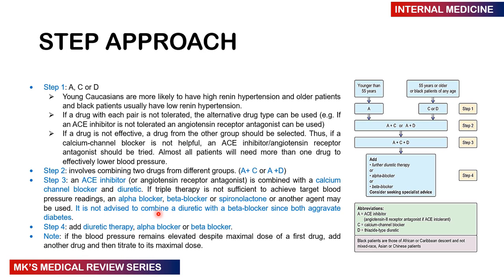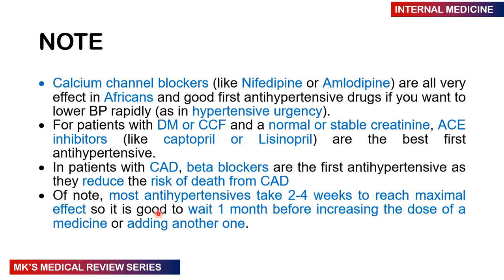And then if the blood pressure remains elevated despite the maximum dosage of the first drug, add another drug, then titrate it to its maximum dosage, and that's how we keep adding drugs according to steps. So remember, calcium channel blockers like nifedipine and amlodipine, they're very good in Africans, a very good start for patients that have high blood pressure. Even in hypertensive urgency, very good start to use these drugs.